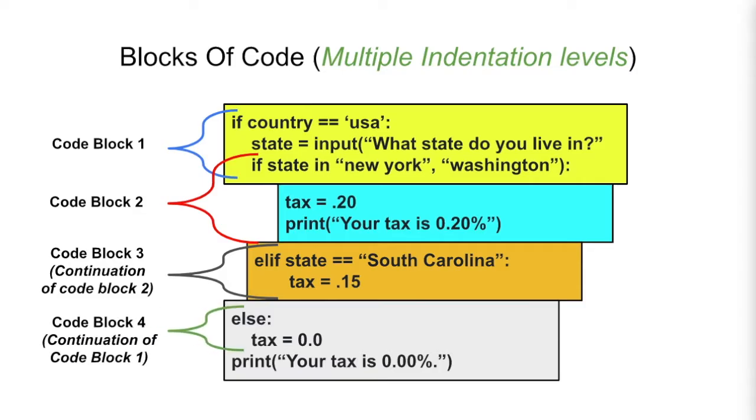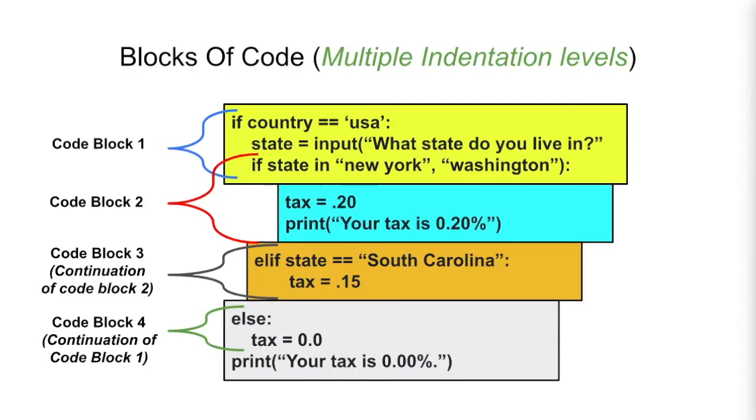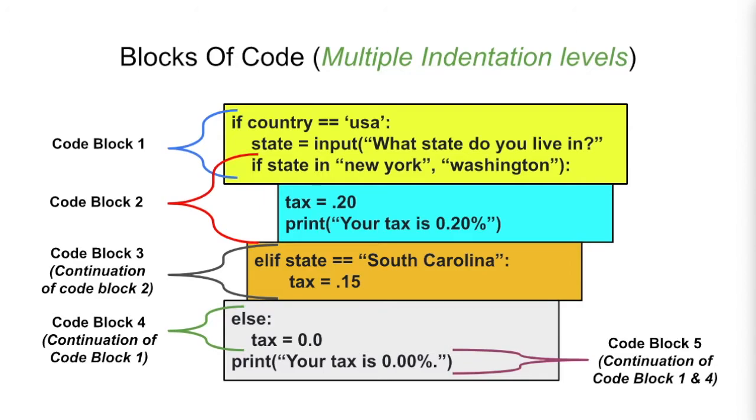In our fourth code block in gray, the else statements are considered a 1-line block of code that is unindented another level, matching the indentation level that is a continuation of code block number 1. And finally, we have the last code block in our program, a simple print statement. As you notice, it matches the indentation level of its predecessors, code block number 1 and 4.